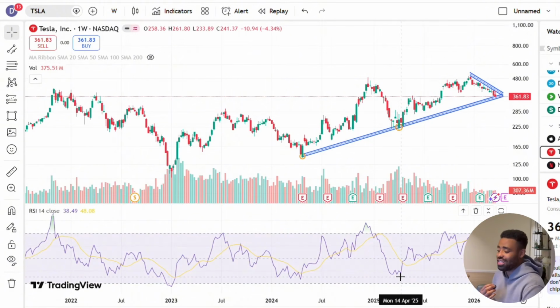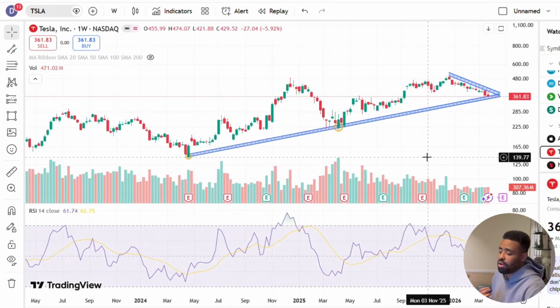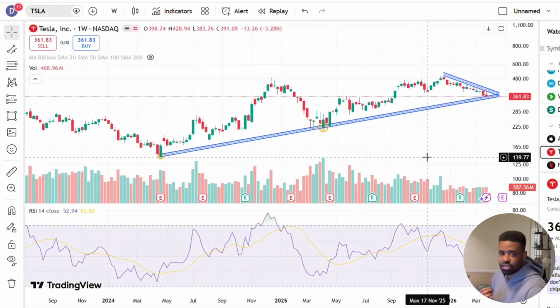So the best way to use RSI is not as a buy or sell button. For me personally, I use it, like I said, to measure momentum, spot potential exhaustion, and understand whether price is strengthening or weakening.